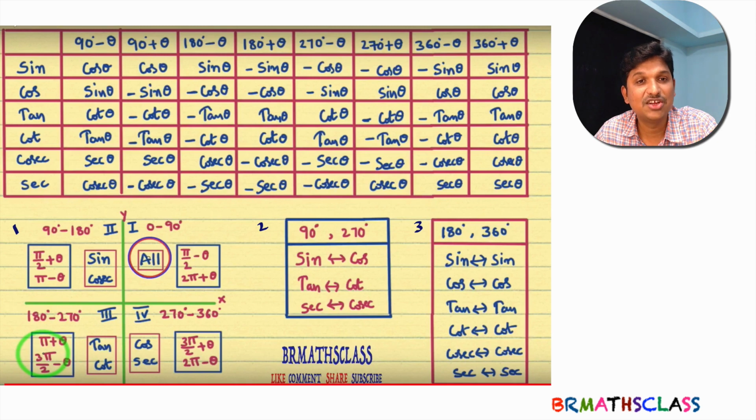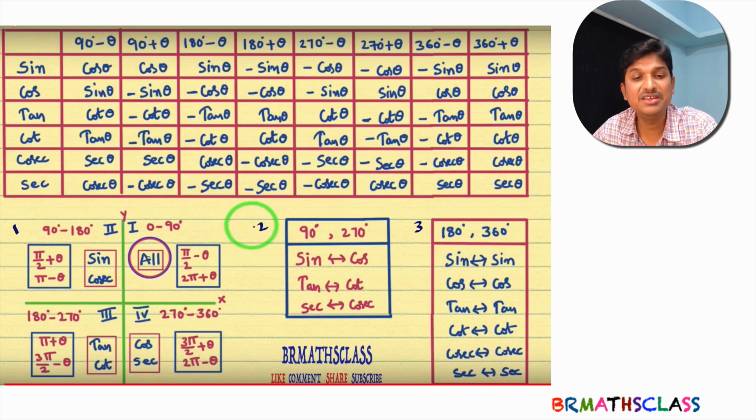What angles lie in third quadrant? Pi plus theta, 3 pi by 2 minus theta. Fourth quadrant, cos and secant functions are positive, remaining all are negative. What angles lie there? 3 pi by 2 plus theta, 2 pi minus theta. These things we already learned.